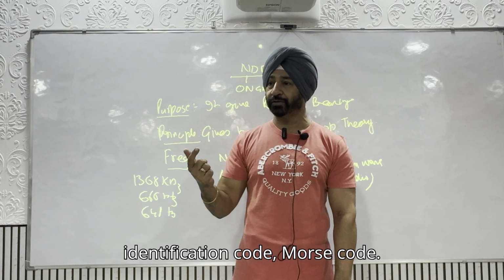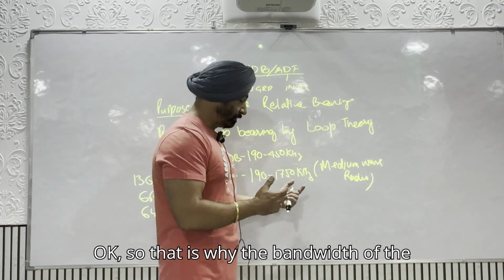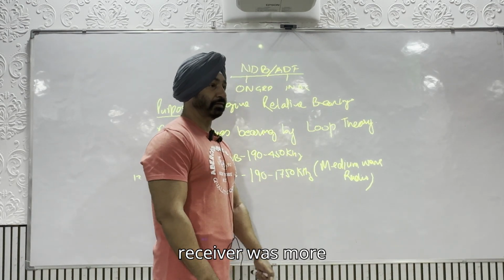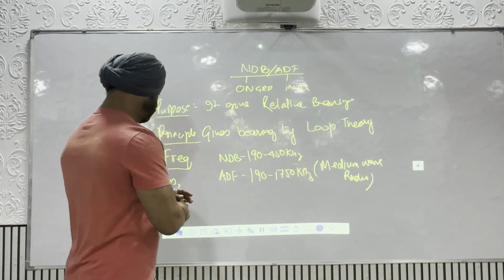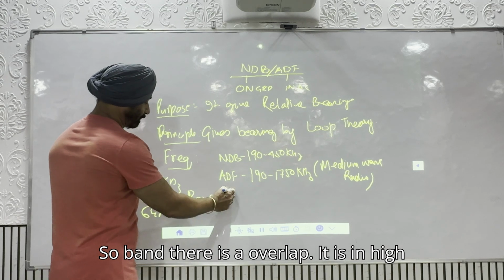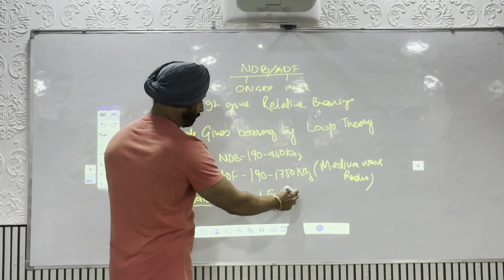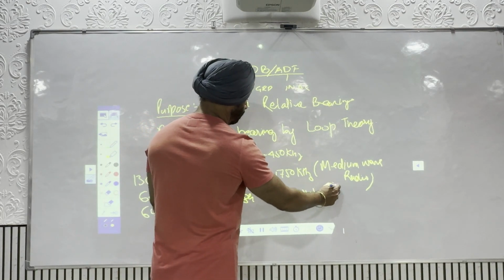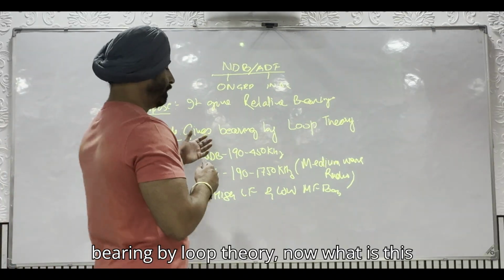It has got an identification code, Morse code. So that's why the bandwidth of the receiver was more, to receive AM radio. So for the band, there is an overlap. It is in high LF and low MF band, correct? It is an overlap. So, bearing by loop theory.